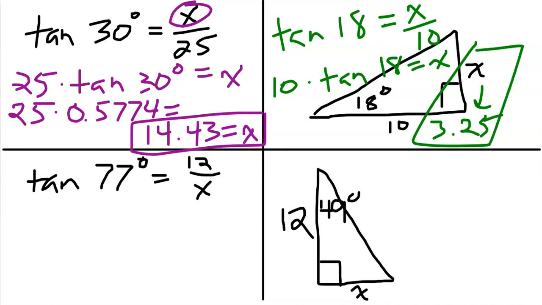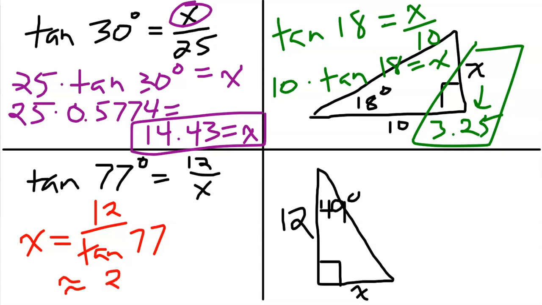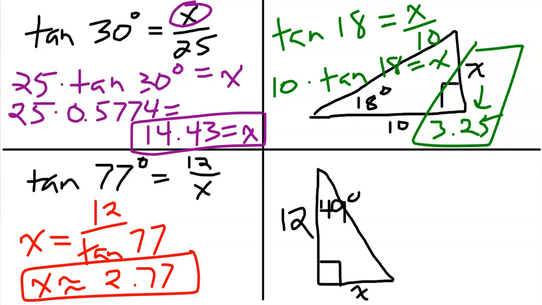For the tangent of 77 degrees, here x is in the denominator. So if we multiply by x and divide by tangent of 77, we end up with x equal to 12 over the tangent of 77. Now the tangent of 77 degrees is greater than 1. It is 4.3315 or so, 4.33147, etc. And so when we take 12 divided by that answer, x is approximately 2.77 units long. Again, if you got something slightly different by rounding, that is okay, but make sure you're in the ballpark.